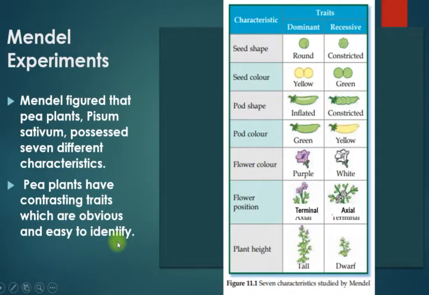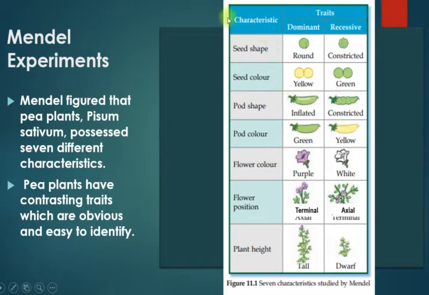Okay, I recap. Mendel figured that the pea plant has 7 different characteristics, and on these 7 characteristics, it has contrasting traits, which are obvious and easy to identify. Let's take a look at this table. This refers to the 7 different characteristics shown by the pea plant.